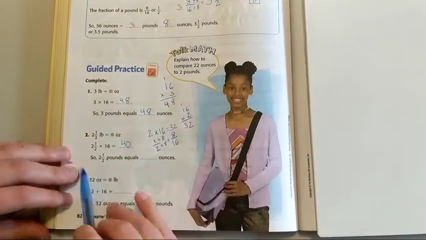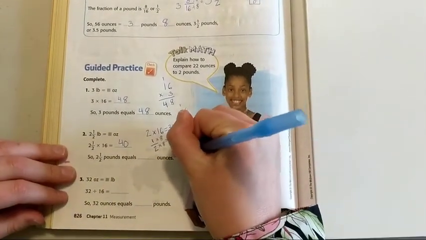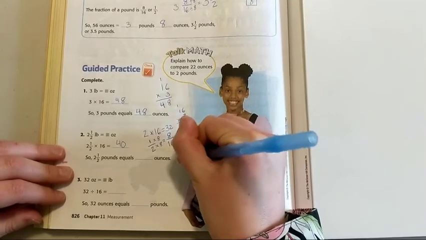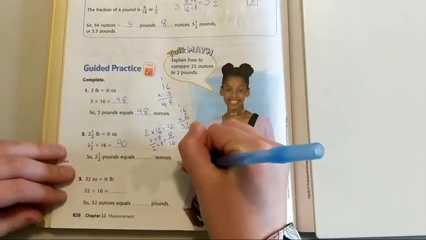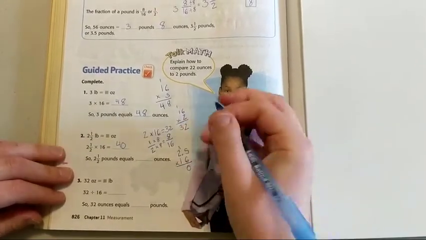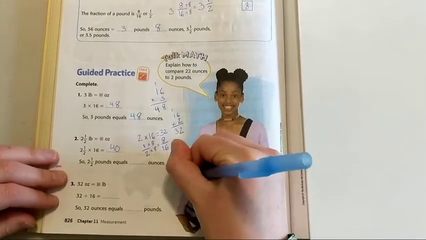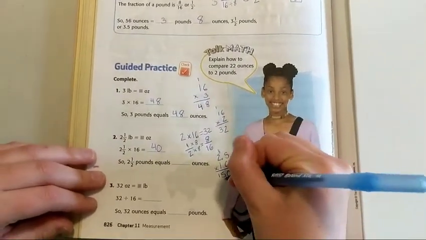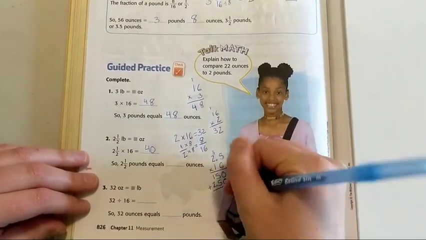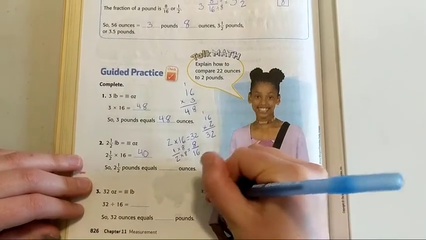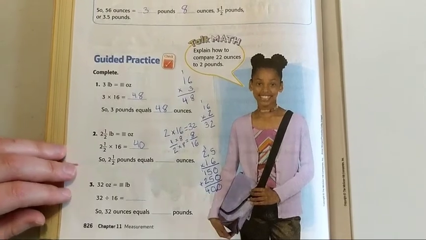Another way to do it is I can convert this to a decimal. Instead of saying 2 and 1/2, I could say 2.5 times 16, because we have covered how to do that. 6 times 5 is 30. 12 plus 3 is 15. Put in my placeholder 0. 1 times 5 is 5. 1 times 2 is 2. Add them up and put in my decimal and see that it also equals 40.